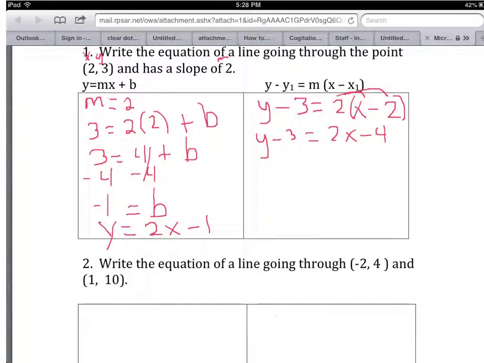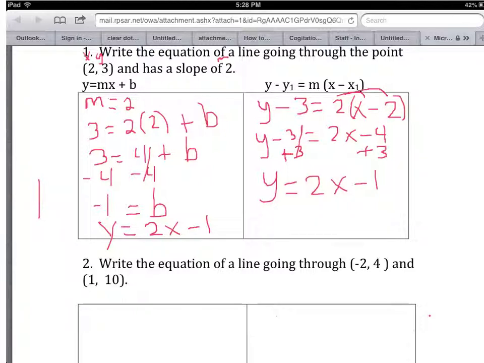And now you're trying to solve for y to get it in the form y equals mx plus b for your final answer. And so all you have to do is take the 3 to the other side, add 3 to both sides. And so y equals 2x minus 1. A lot of students like this method just because you don't have to rewrite it at the end.